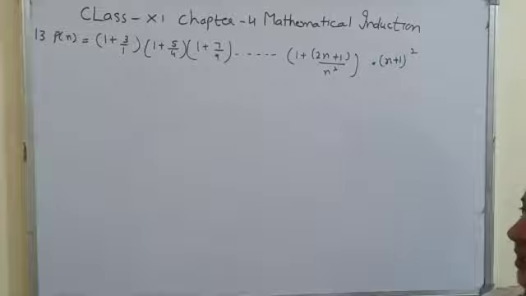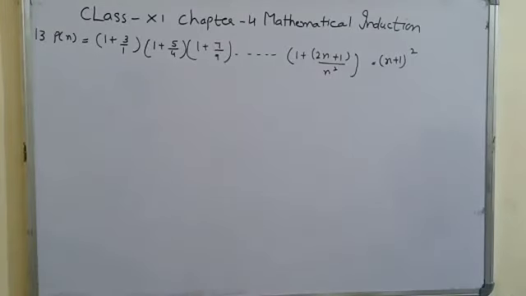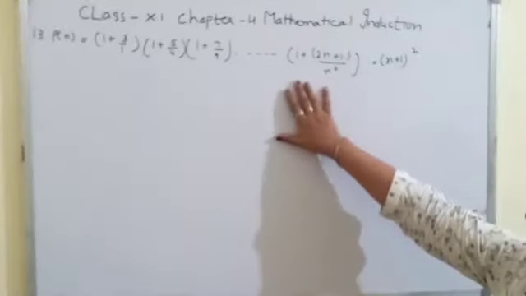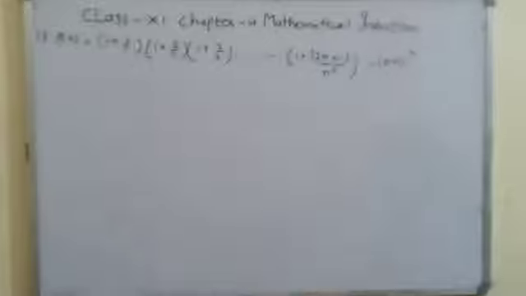Yes, question 13: polynomial Pn, 1 plus 3 upon 1, into 1 plus 5 by 4, into 1 plus 7 by 9, is equal to (n plus 1) square, and the last term for this is 1 plus (2n plus 1) upon n square. We have to prove it by mathematical induction.